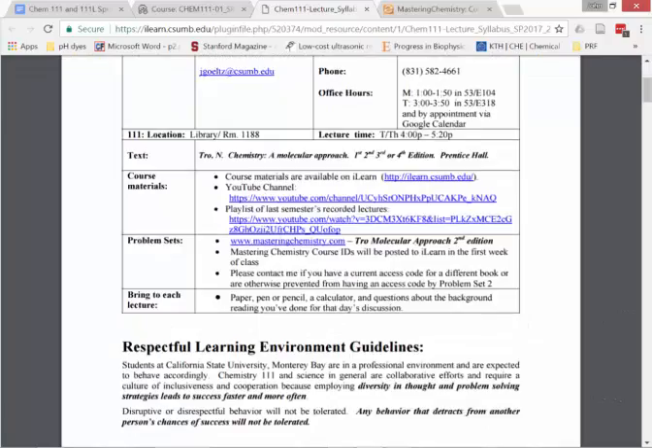Syllabus is here. Okay, there's how to find me. That's my office phone, a couple of links. Let's see, is there anything else I need in the syllabus?